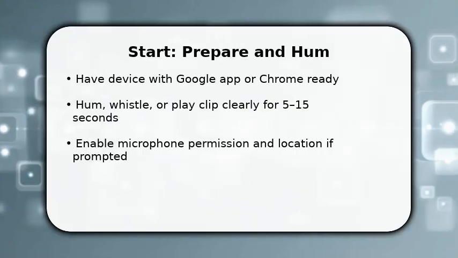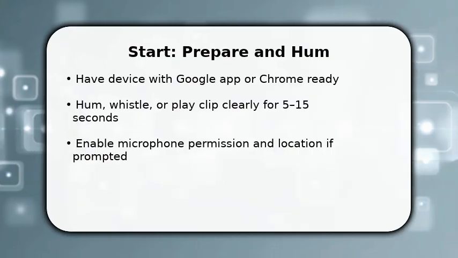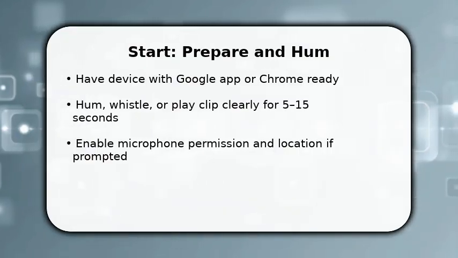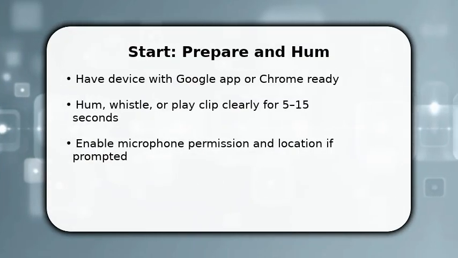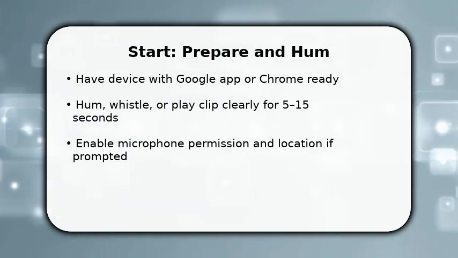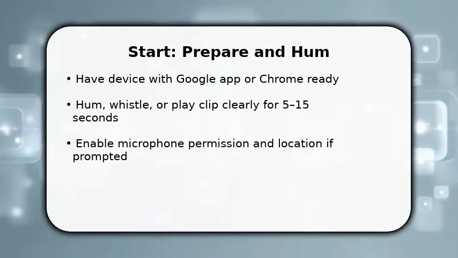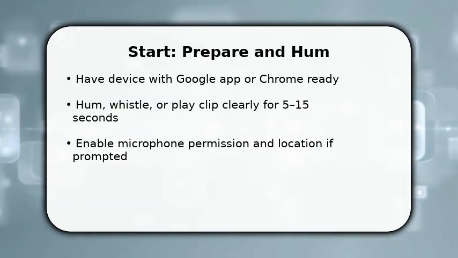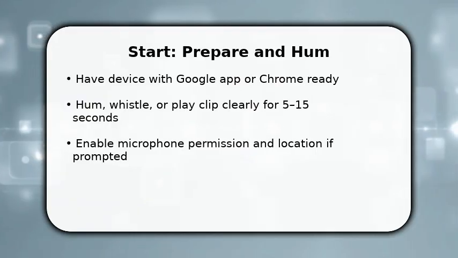You begin by getting your phone or laptop ready. Open the Google app or Chrome and grant microphone access. Then hum, whistle, or play the short audio snippet clearly for about 5 to 15 seconds so Google can analyze the pattern. Speak a short phrase like, "What song is this?" once you start to prompt search mode.